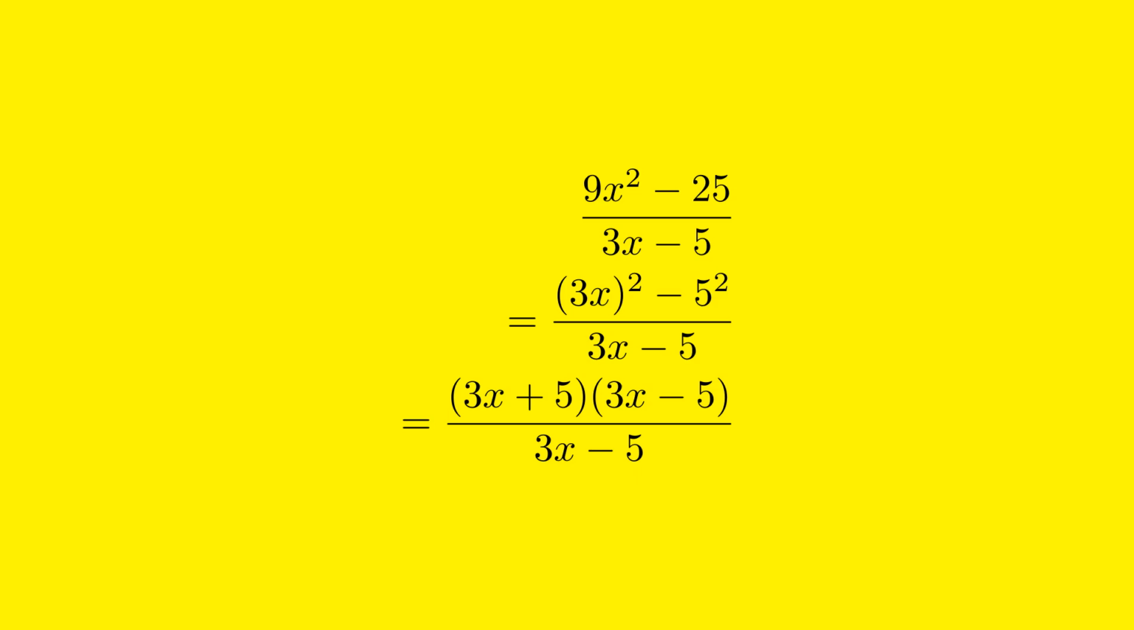9x squared is the same as 3x quantity squared, and 25 is the same as 5 squared. So, 9x squared minus 25 can be factored into 3x plus 5 times 3x minus 5. The expression is now 3x plus 5 times 3x minus 5 over 3x minus 5.